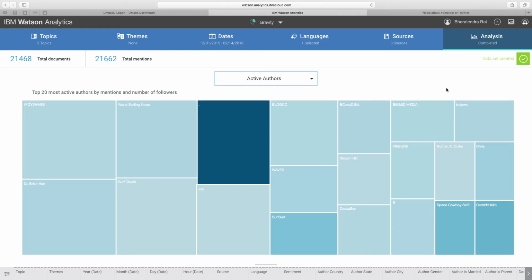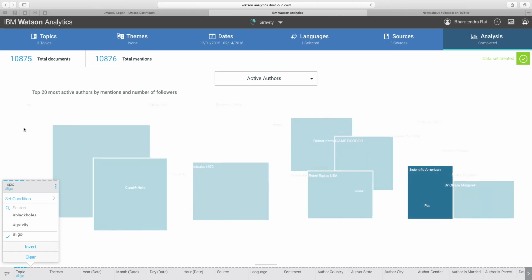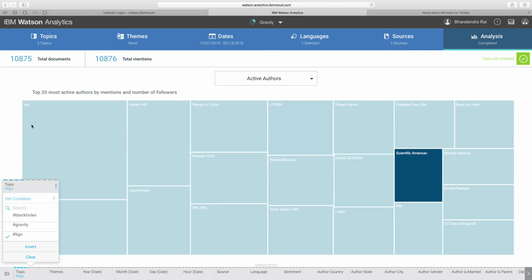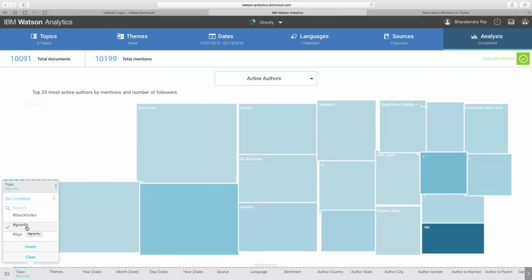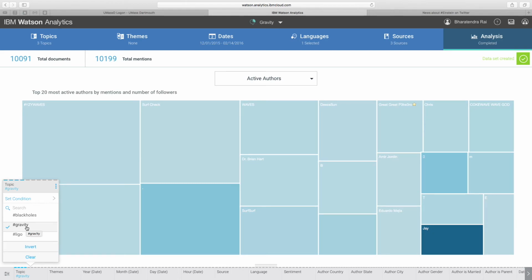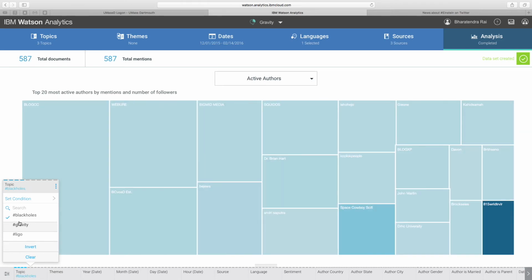So we get a sort of heat map depending on who have been active authors. Let's say we only want to focus on LIGO, so we can choose that and the graph immediately changes. Similarly, if we choose gravity or gravitational waves, the graph immediately changes, rearranging the top 20 most active authors. Black holes.